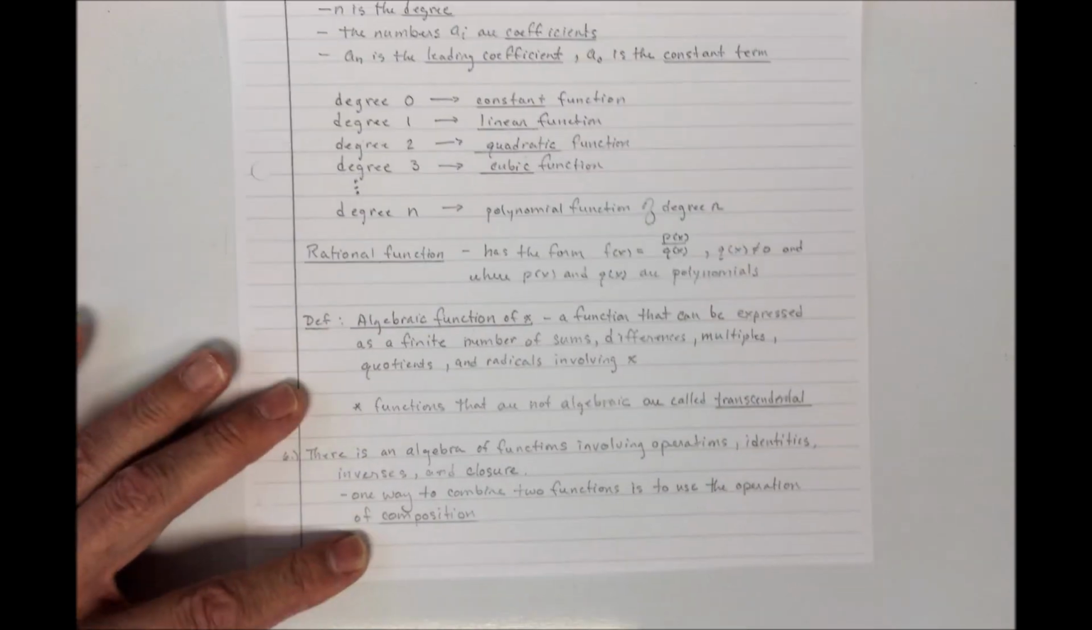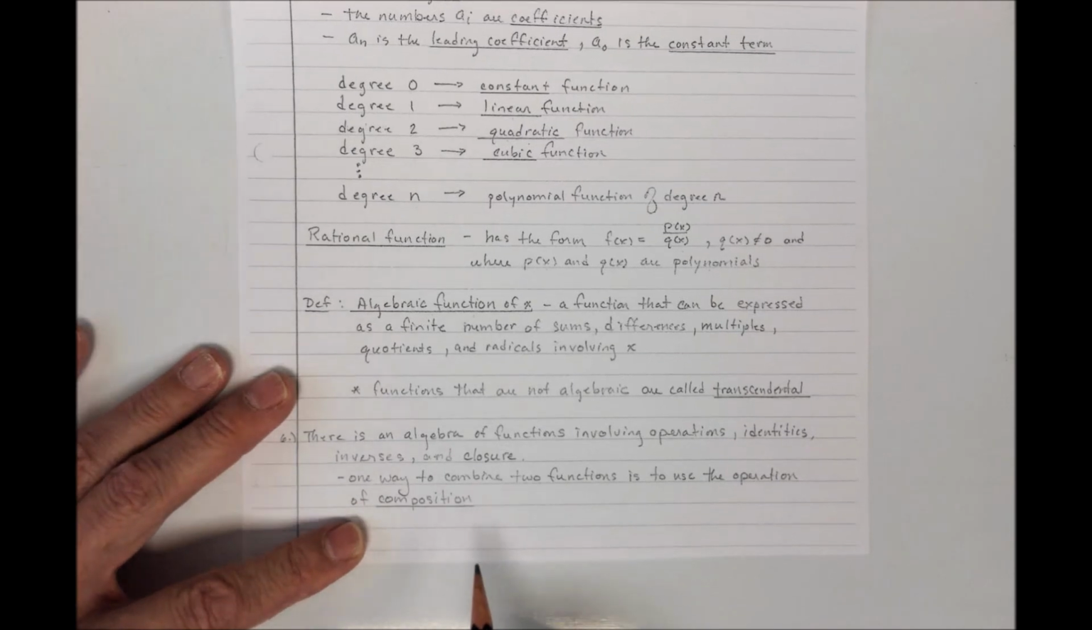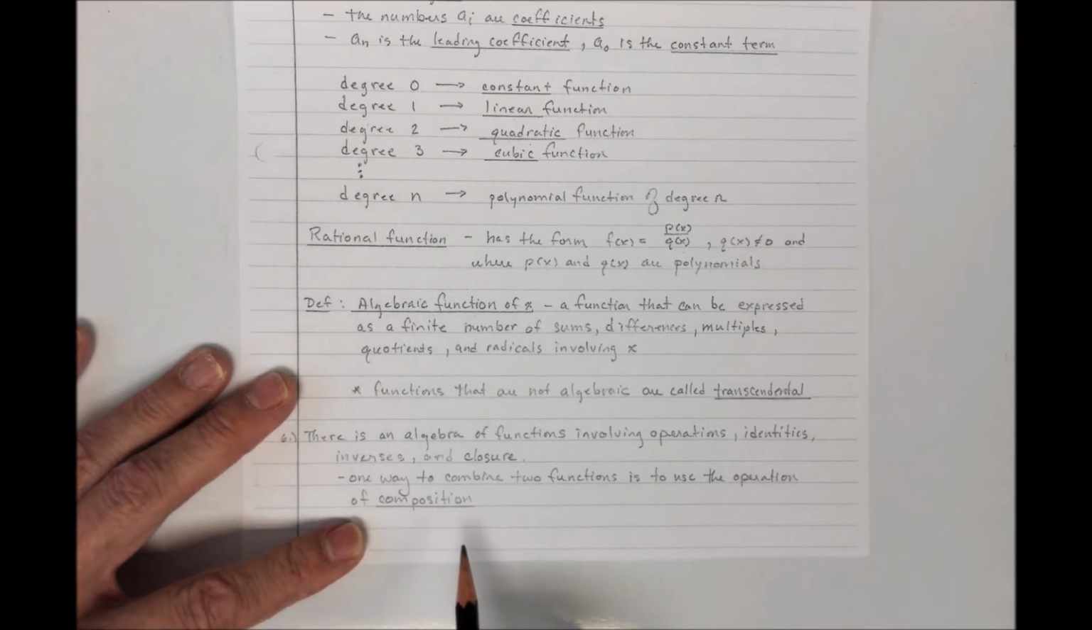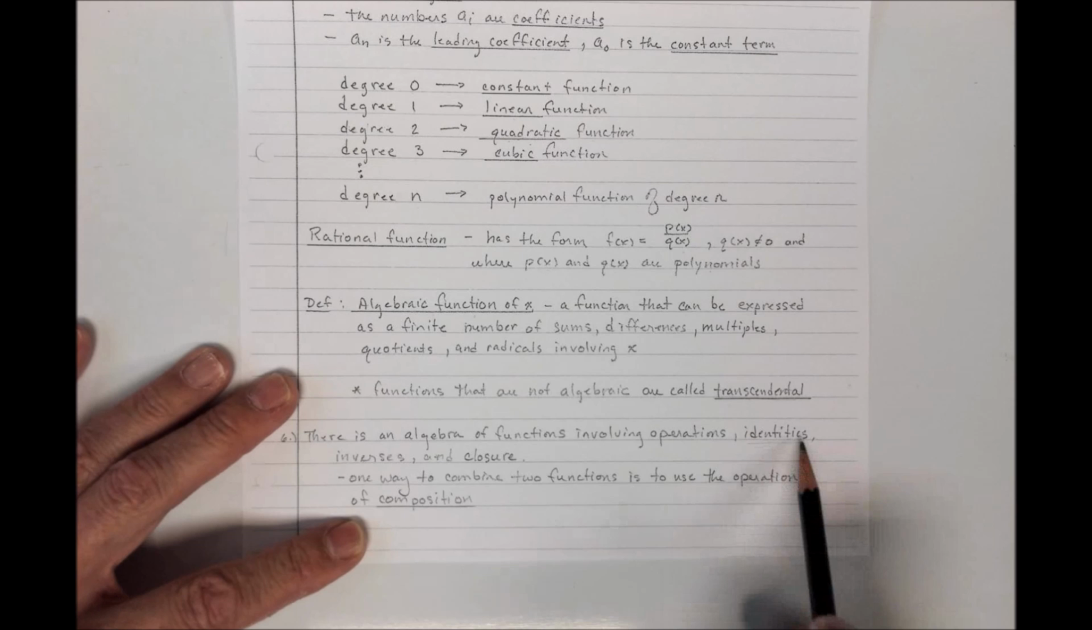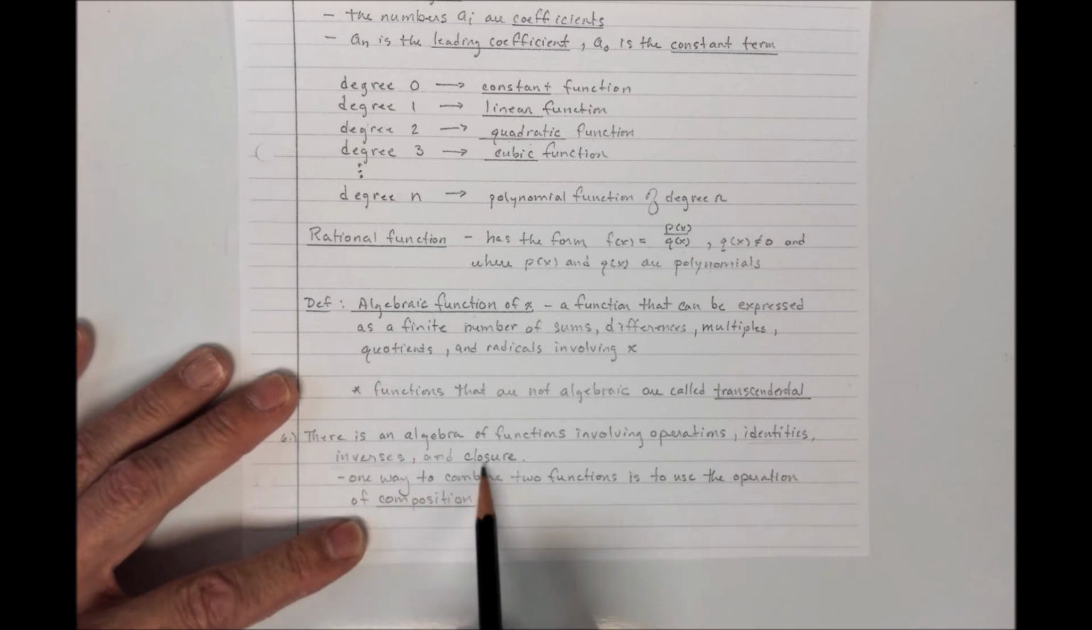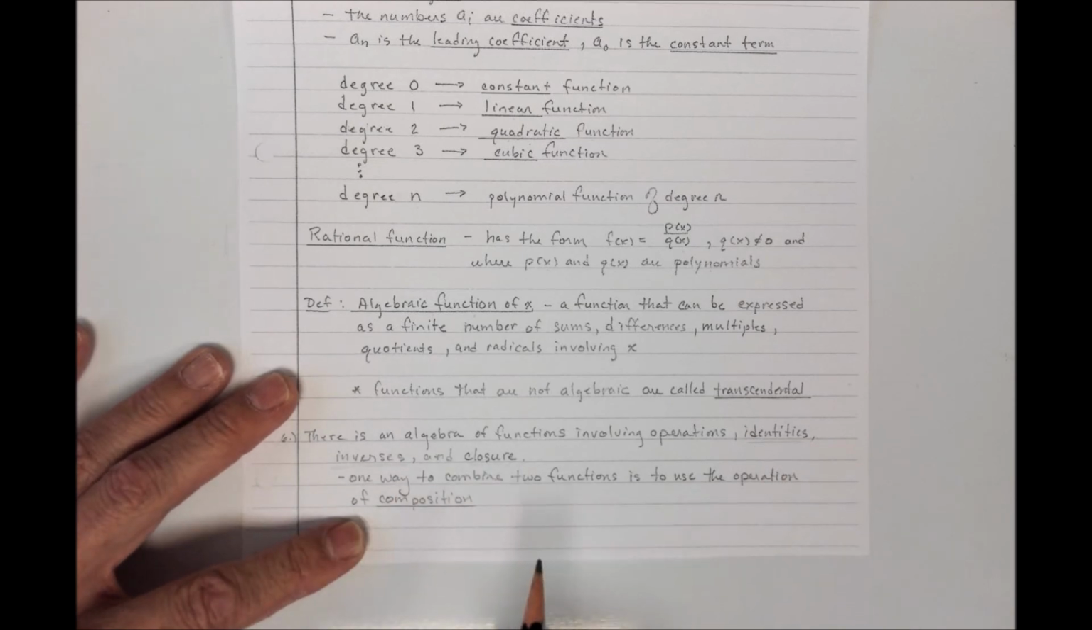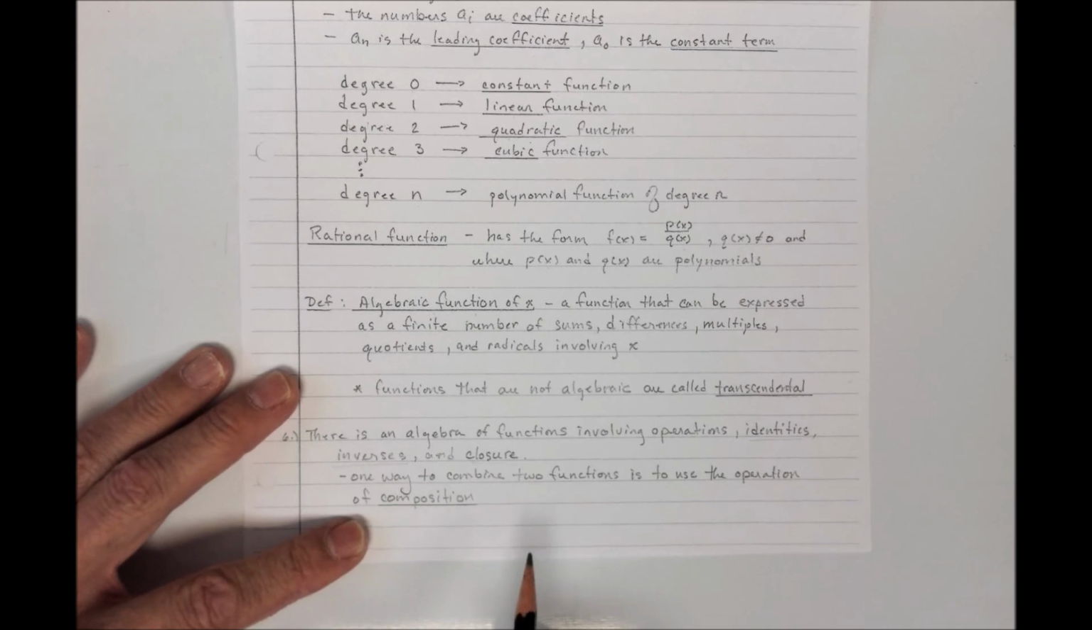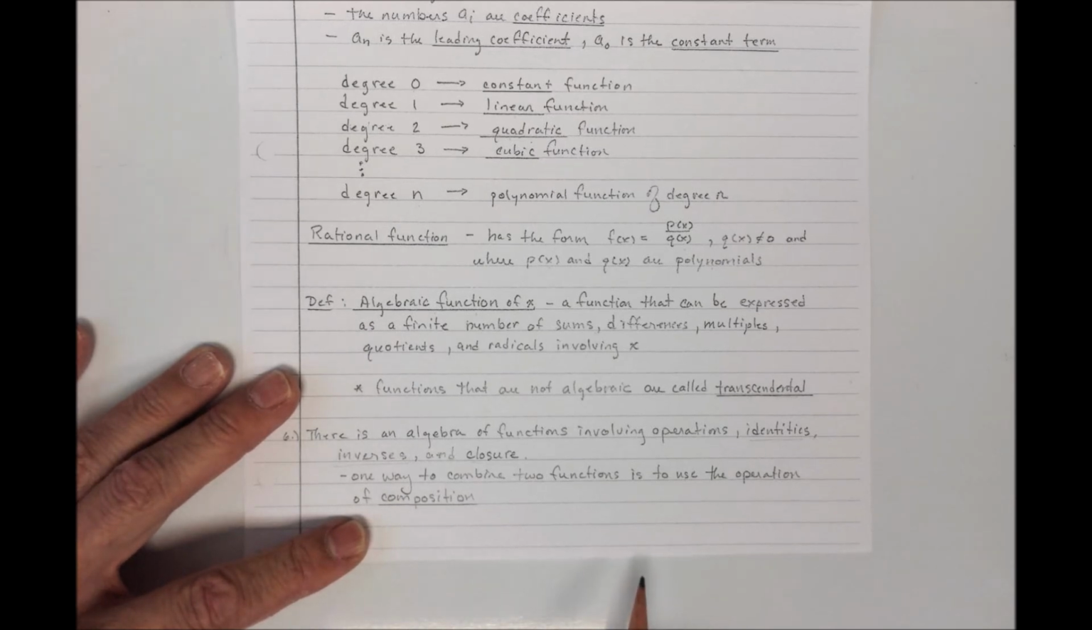Okay? Now, functions have their own algebra. It's kind of weird to think of that, but functions have their own algebra. You can add them, you can subtract them, you can multiply them, you can divide them. There's an identity function, there are inverse functions, there's even closure, which means that if you add two algebraic functions, for example polynomial functions, you get a polynomial function, another algebraic function. But there's a fifth operation used to combine two functions, and that is the operation of composition, when we compose functions.